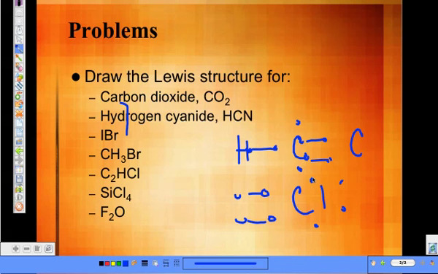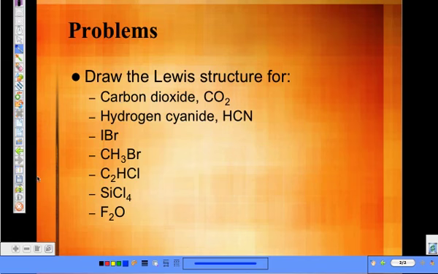Anyone else from that group want to? Make sure it's right. Right, it's right, but you've got to make it your octets. This carbon needs 8, and this carbon needs 8. I counted 8 for each. It should look like this.